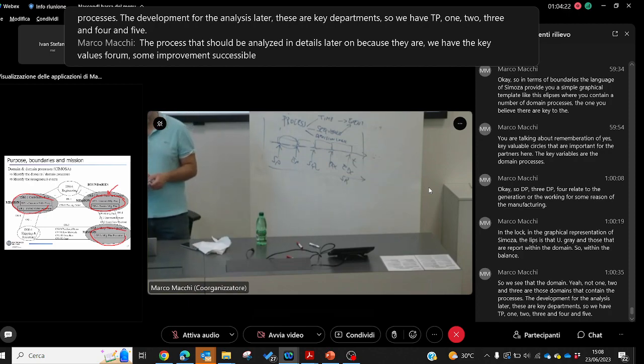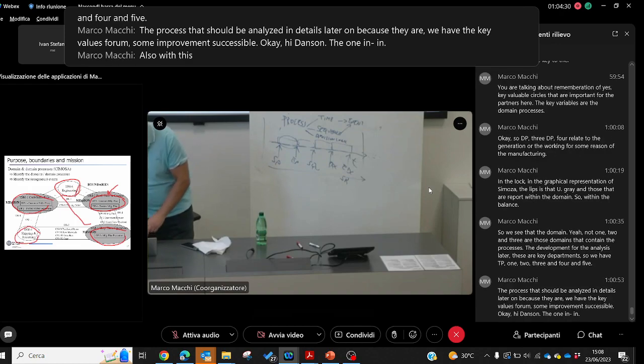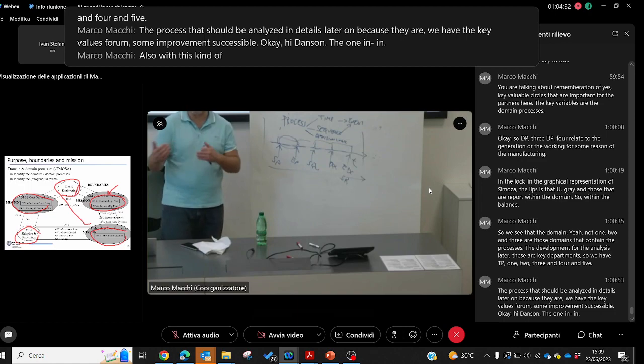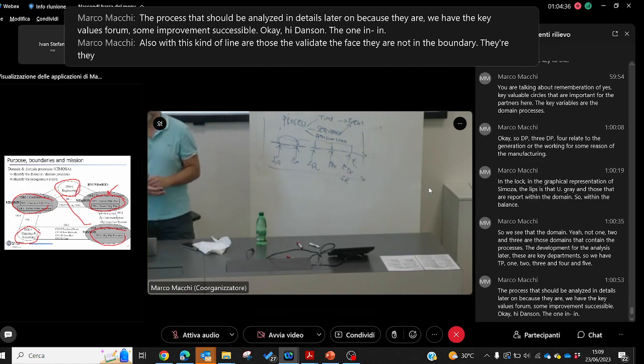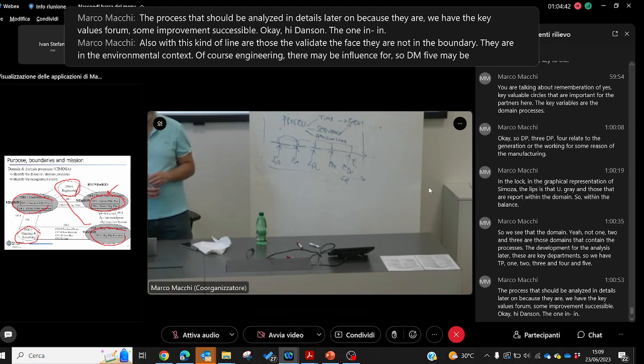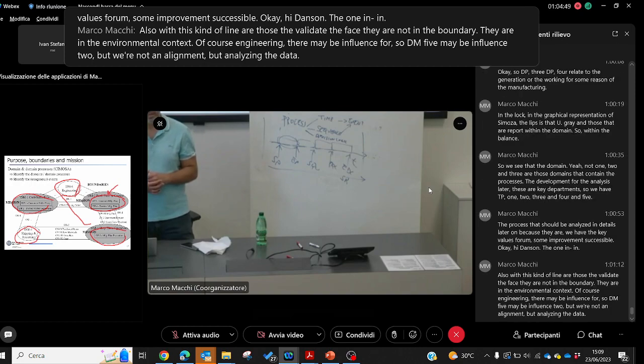Okay? The others, the ones in white, also with this kind of line, are those that are at the interface. They are not in the boundary. They are in the environmental context. Of course, engineering may be influenced, so DM5 may be influenced by DM1 and DM2, but we are not analyzing that. We are analyzing at the interface. Okay?